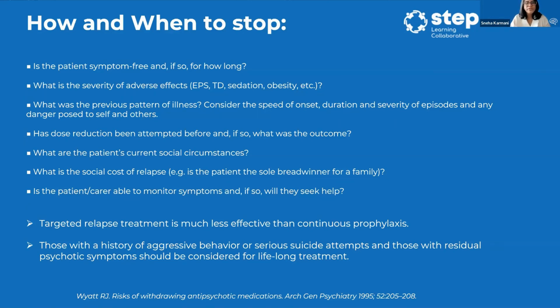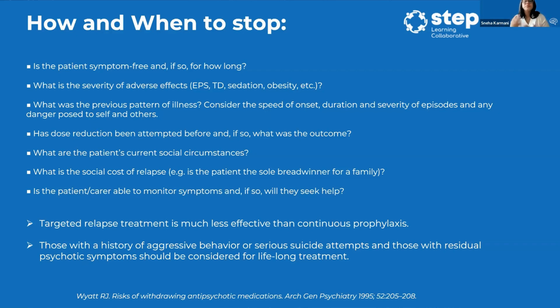What is the social cost of relapse? Is this patient the sole breadwinner for a family? So you cannot risk this person going into another episode, because another episode could also mean a loss of functioning. Also, it's important to understand if the patient or caregiver are able to monitor symptoms. And if there is a relapse, will they be able to identify the early symptoms of relapse? Will they be able to seek help? Always remember that targeted relapse treatment is much less effective than continuous prophylaxis.